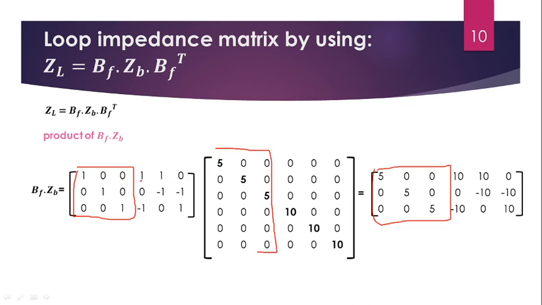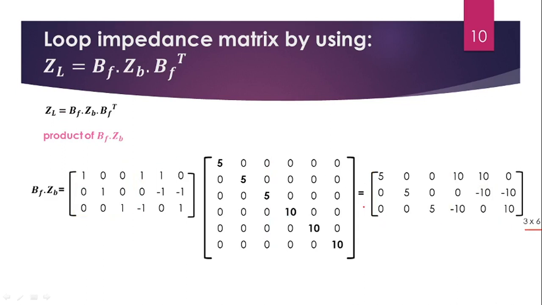So at the respective positions we put their values, 1 into 10, 1 into 10 here. So this is the product of the tie-set matrix and the impedance matrix, and the size here we get is 3 by 6.